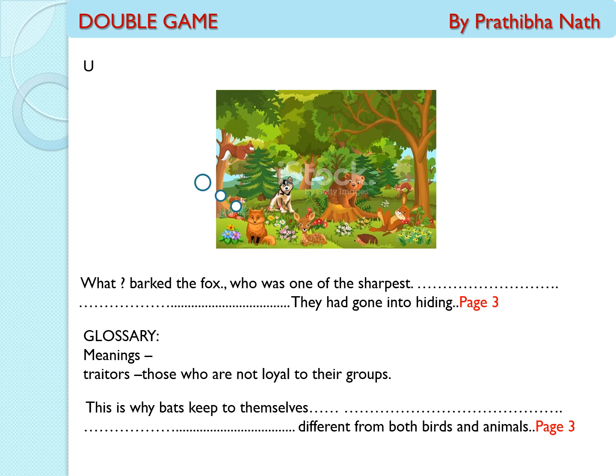You can see animals up close and you can see birds, but bats are a secret group. They flit about at night like shadows, different from both birds and animals.